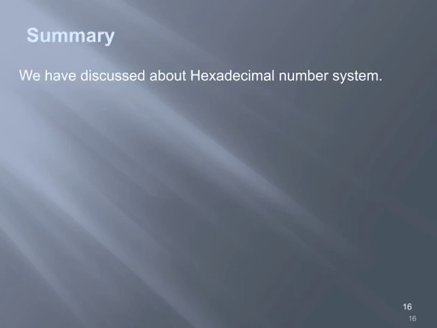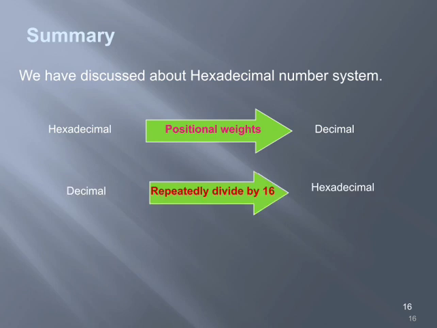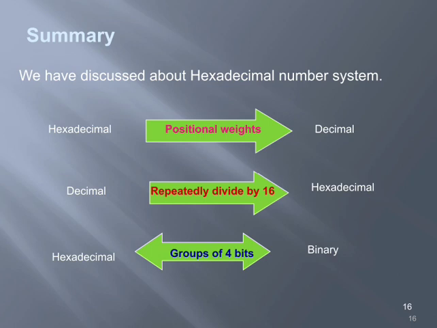So on a whole, we have discussed the hexadecimal number system. What is hexadecimal number system? What is radix? Base or radix of hexadecimal number system is 16 because it consists of 16 distinct symbols, 0 to 9 and A to F. And we have also seen various conversions from hexadecimal to decimal, decimal to hexadecimal, hexadecimal to binary, and vice versa.